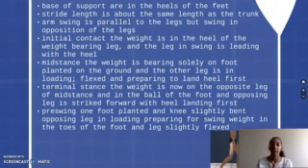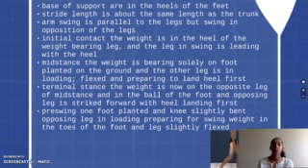Okay, so as we watch that, we notice the base of support are in the heels of the feet. Stride length is about the same length as the trunk, which is normal. Arm swing is parallel to the legs, but swings in opposition of the legs. So as the left leg is going forward into stepping, the right arm is swinging forward.